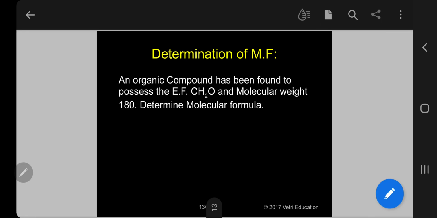To understand, now let me give you a problem, then I will discuss this. An organic compound has been found to possess empirical formula CH2O and molecular weight determined by physical or chemical methods 180. We have already come across the molecular weight. So determine the molecular formula. Kindly follow. Our aim is to determine the molecular formula.